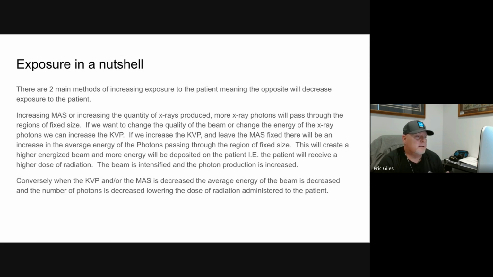This will create a higher energized beam, and more energy will be deposited in the patient, i.e. the patient will receive a higher dose of radiation. The beam is intensified and the photon production is increased. Very cool. Conversely, if the kVp and the mass are decreased, the average energy of the beam is decreased, and the number of photons is decreased, therefore lowering the dose of radiation administered to the patient.